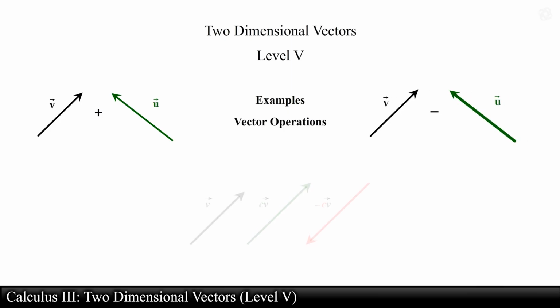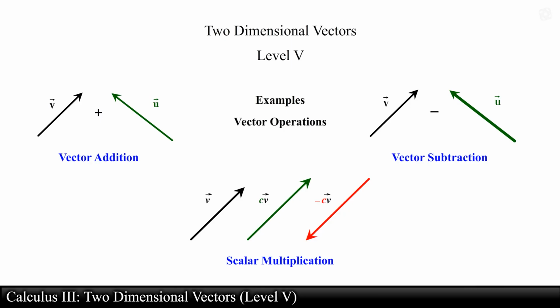Two-dimensional vectors, Level 5. In this video, we will go over various examples that make use of vector operations, specifically vector addition, vector subtraction, and scalar multiplication. We will solve these problems by using the geometric interpretation of these particular vector operations. Alright, let's go over the first example.